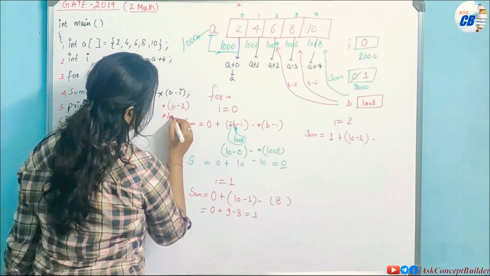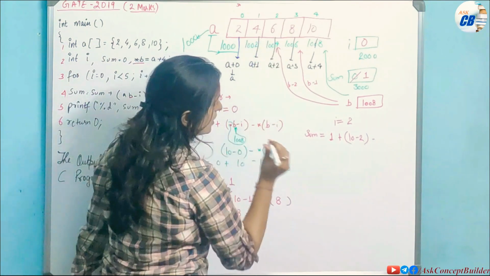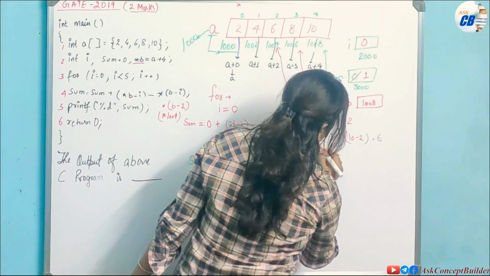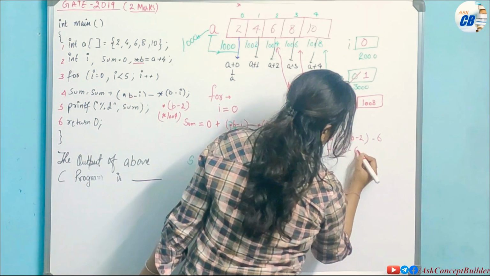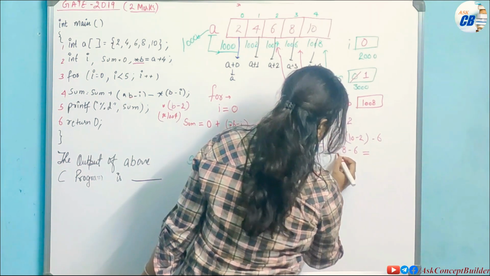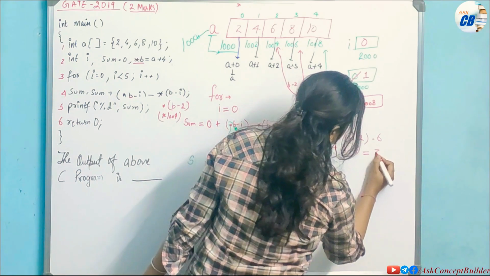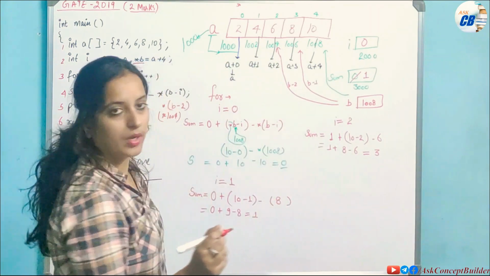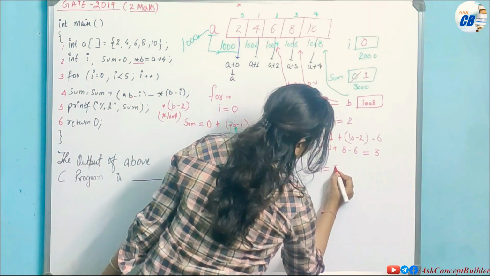Now we have to find the value at 1004, star 1004. The value at 1004 is 6, so here you will get 6. Now this is 1 plus 10 minus 2 is 8, minus 6. So 8 minus 6 is 2, and 2 plus 1 is 3. Fine. Now again I will be incremented by 1 and I becomes 3.